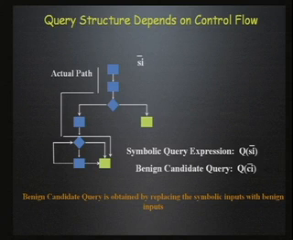If these structures match, then it's not a SQL injection attack, and if they don't match, then it's an attack. So the benign candidate query is obtained by replacing the symbolic inputs with benign inputs, right?